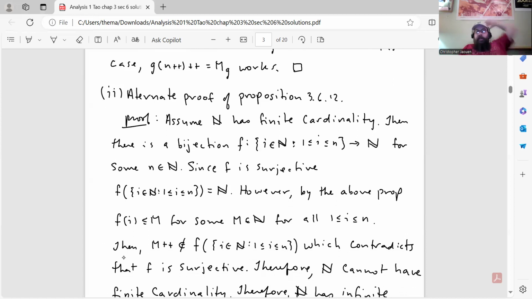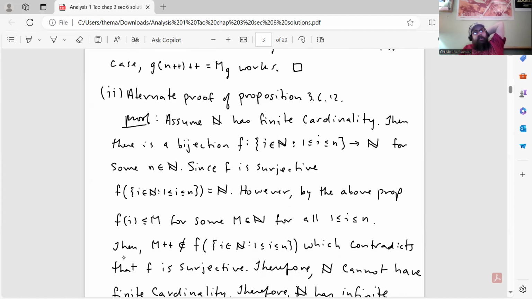Remember, that proposition says the set of natural numbers is infinite. Okay, and I did this with a proof by contradiction. So assume N has finite cardinality, then there's a bijection from the set of natural numbers between 1 to n to the natural numbers for some n.